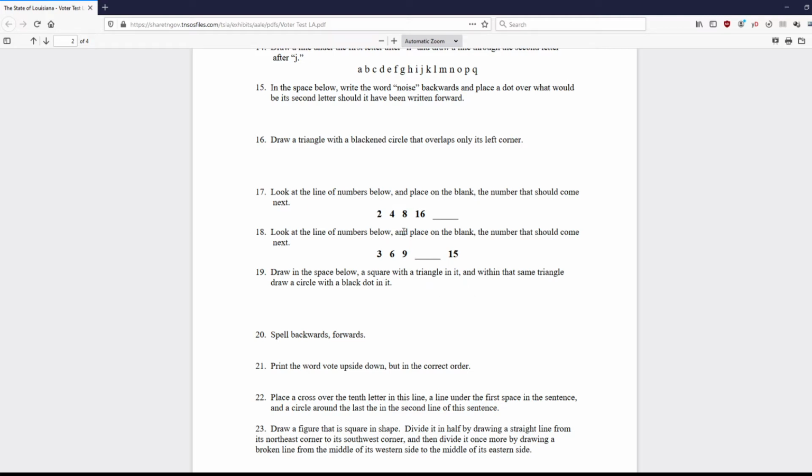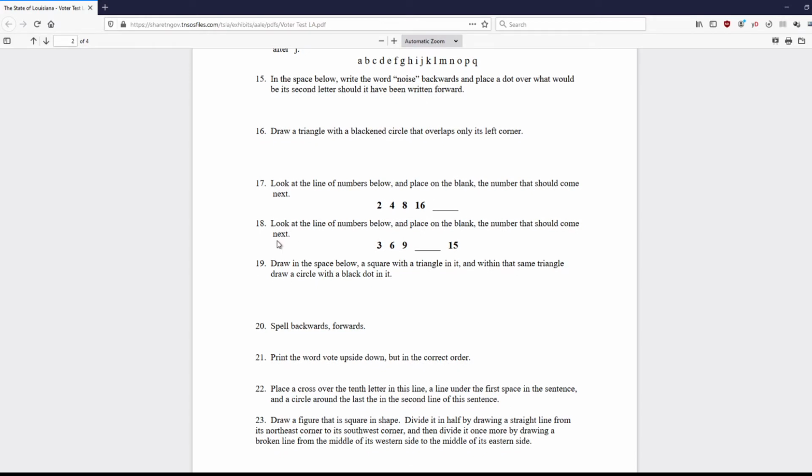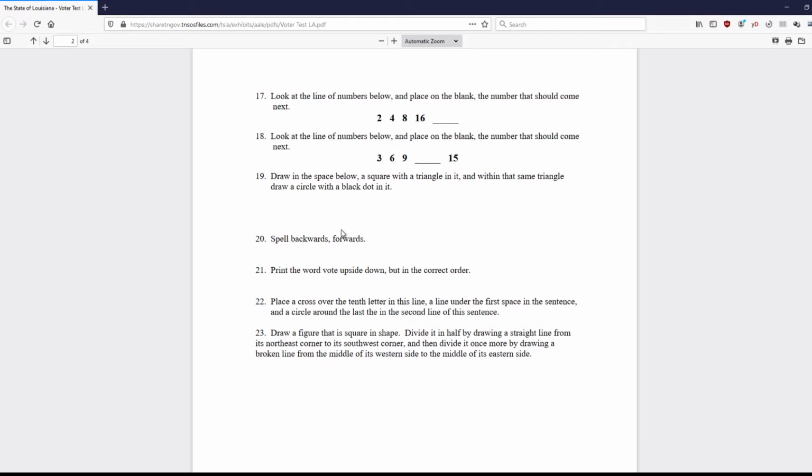Look at the line of numbers below and place in the blank the number that should come next. 2, 4, 8, 16, 32. Doubling each time. Next one: 3, 6, 9, 12. It's 12. It's sequences of 3. Draw in the space below a square with a triangle in it, and within that same triangle, draw a circle with a black dot in it. Okay. So I draw a square. Boop, boop, boop. Triangle inside, then a circle with a black dot in the middle. Okay, done.